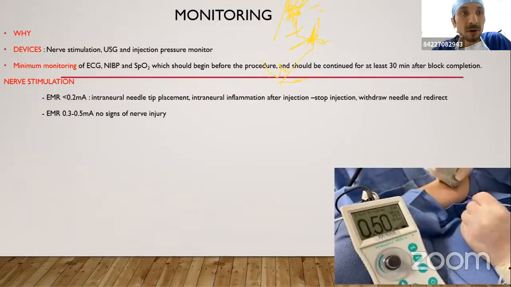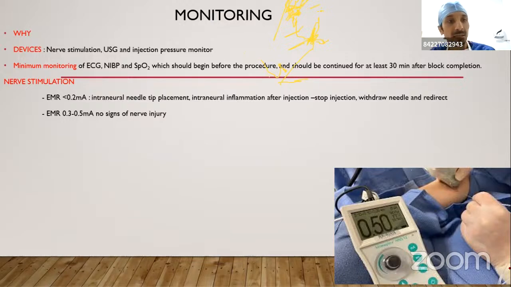The next topic is monitoring. Why do we require monitoring in regional anesthesia? So that we can be warned about impending harm that can occur to the patients. The three main important tools of monitoring in regional anesthesia are the nerve stimulator, the ultrasound, and the injection pressure monitor. Apart from this, the minimum ASA-guided standard monitors of ECG, NIBP, and SpO2 should always be on during the procedure and even after the procedure for at least 30 minutes.